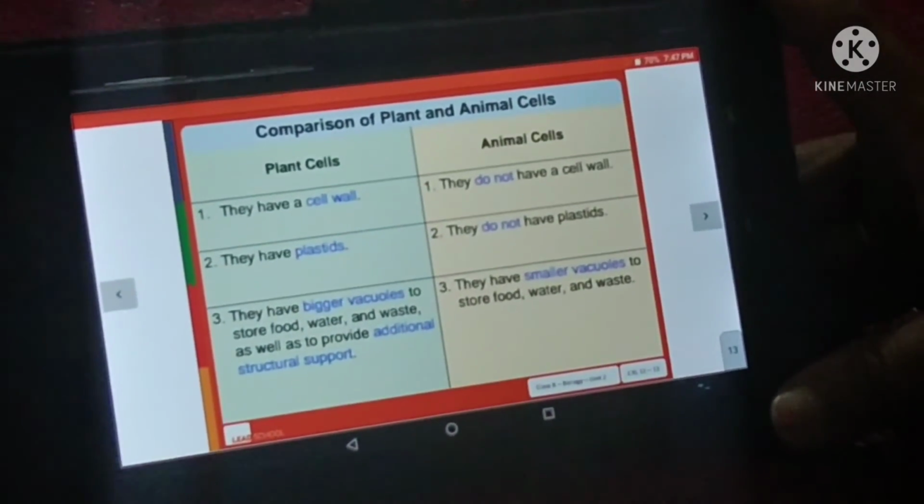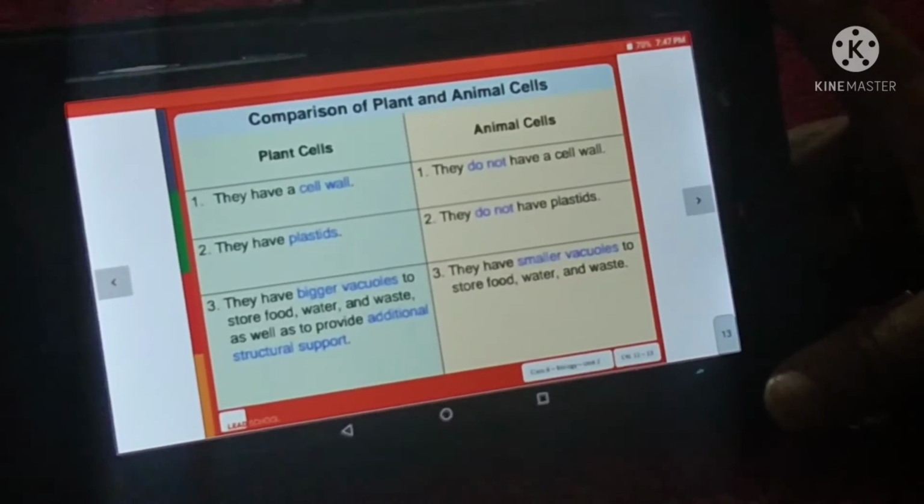Now here is a comparison of plant and animal cells.